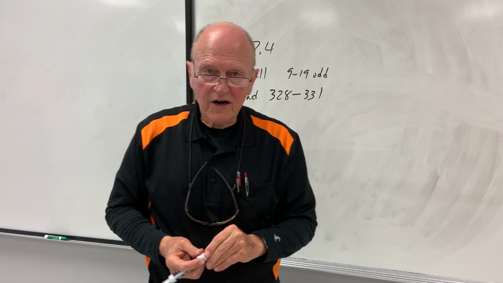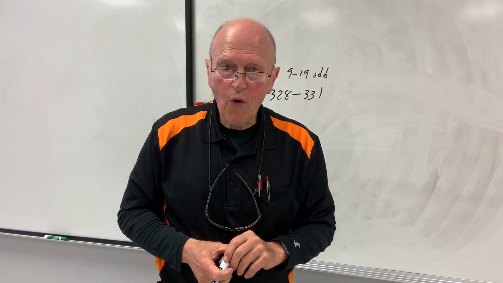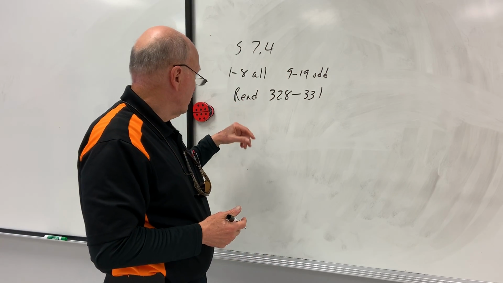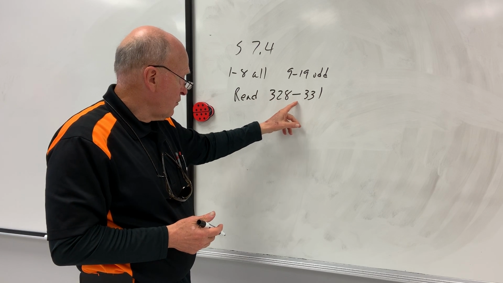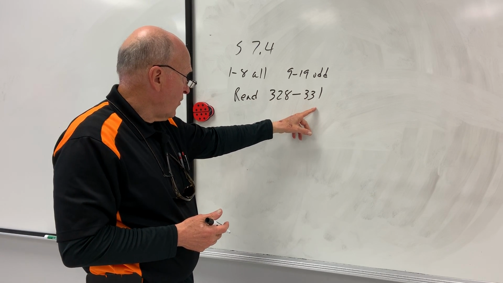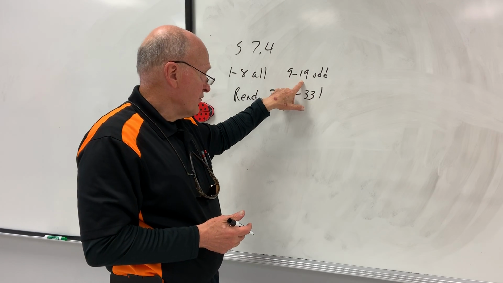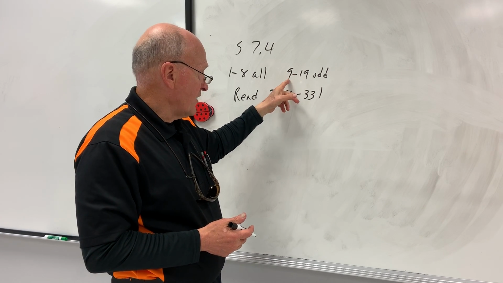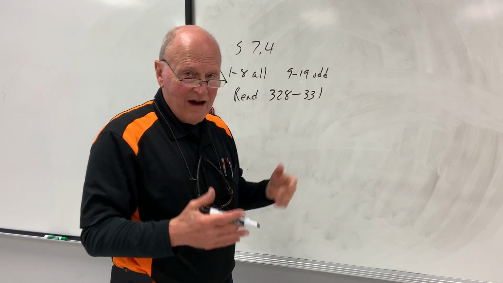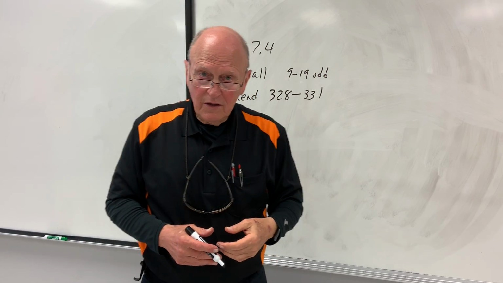This is the start of our lesson on section 7.4. You need to read pages 328 through 331. Our assignment is problems 1 through 8 all, 9 through 19 odd. You'll see that on 9 through 19 a lot of them have 5, maybe 6 parts to them.